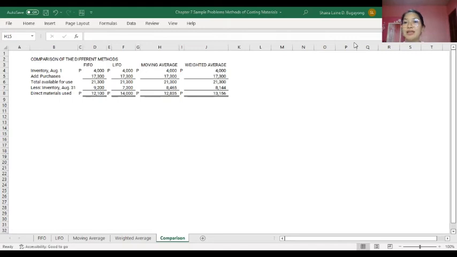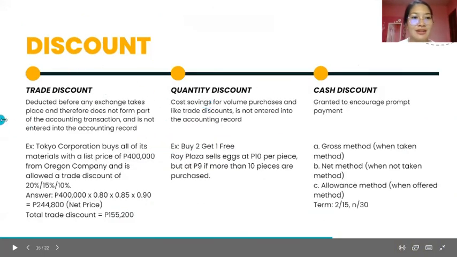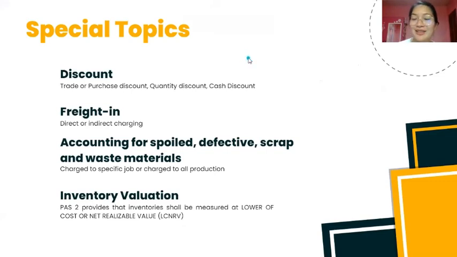So guys, maghinay-hinay ko og tubig. So we are now on the last na yun, ang special topics. So we have here discount, and then freight, accounting for spoiled, defective, scrap, and waste materials, if it charged versus to the specific job or to all production. So, and then ang inventory valuation. So, gamay na lang. Please have enough patience with me.